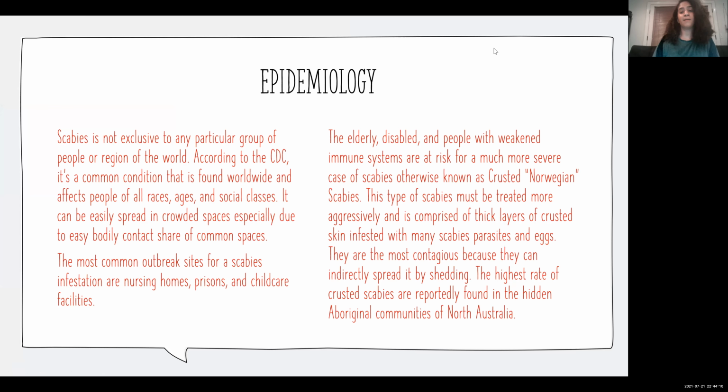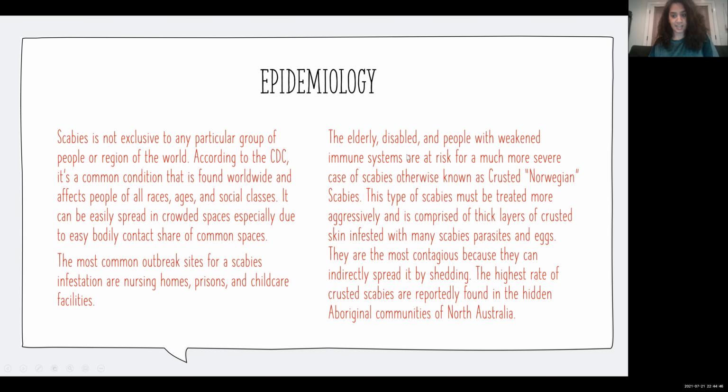Okay, so epidemiology. Scabies is not exclusive to any particular group of people or region of the world. According to the CDC, it's a common condition that is found worldwide, and it affects people of all races, ages, and social classes. It can be easily spread in crowded spaces, especially due to easy body contact and the sharing of things. The most common outbreak sites for a scabies infestation are nursing homes, prisons, and child care facilities.